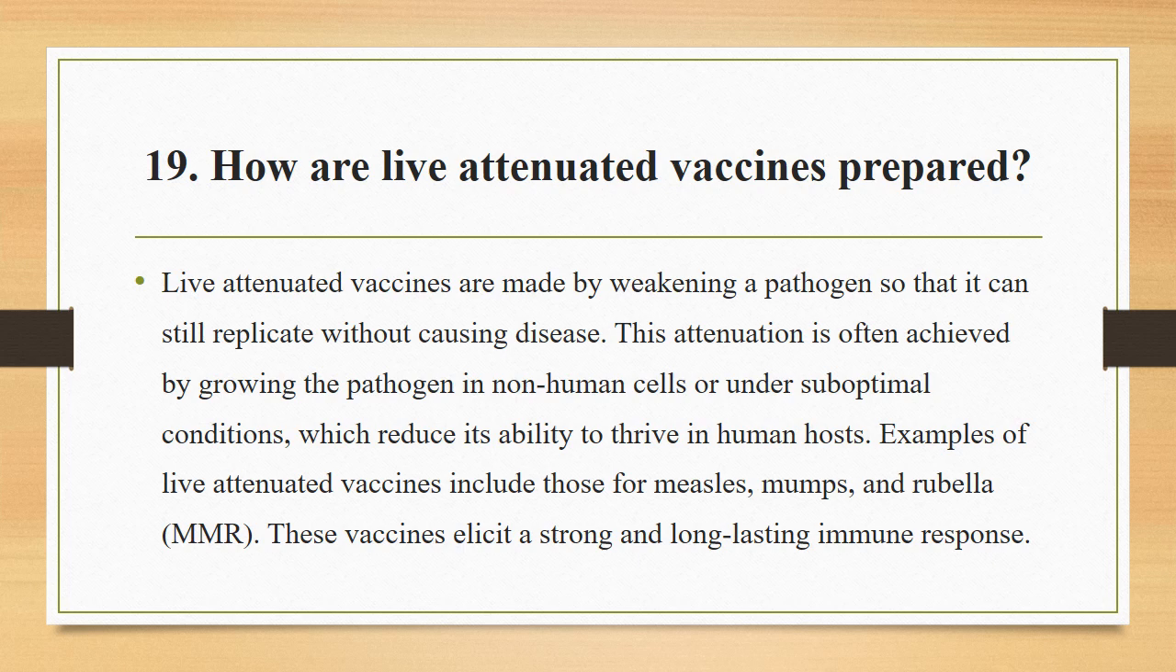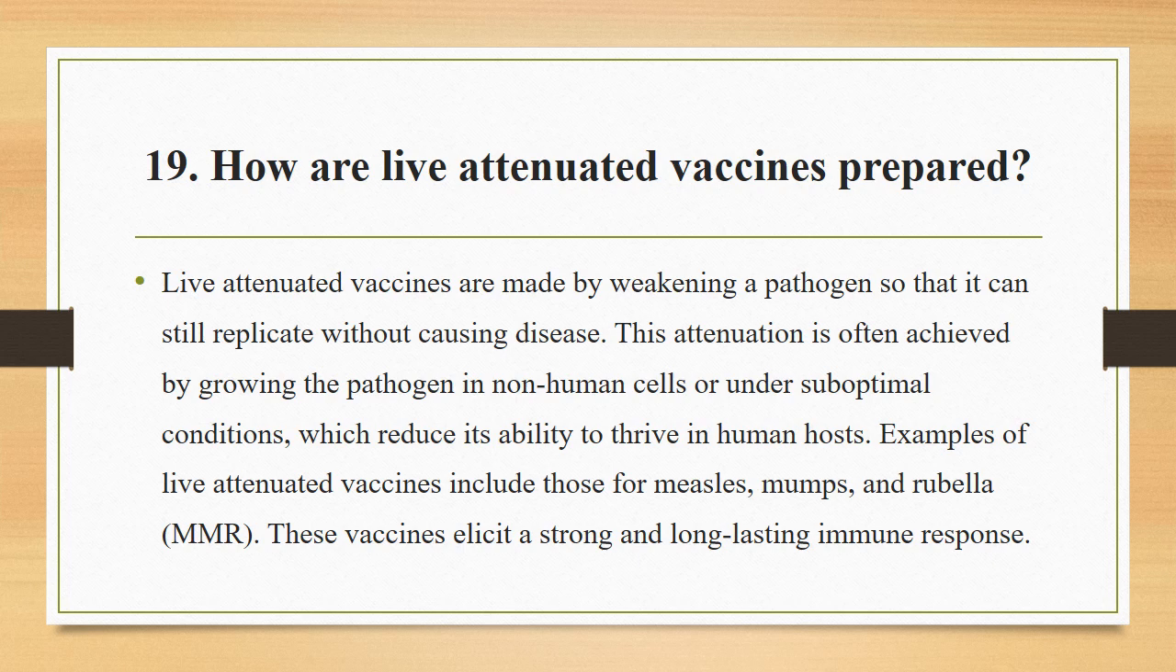So this is how a live attenuated vaccine is prepared. In live attenuated vaccines, we need a live pathogen, a pathogen which is living, which is not dead. During the live attenuated vaccine preparation, we take a pathogen which is still living, and we weaken that pathogen so it does not cause disease within the body. So let me make a small distinction between live attenuated and inactivated vaccines.